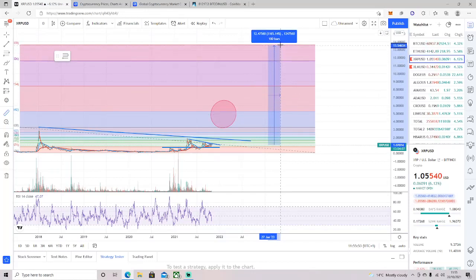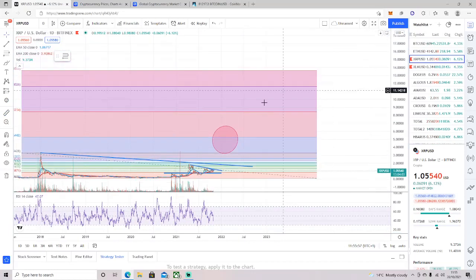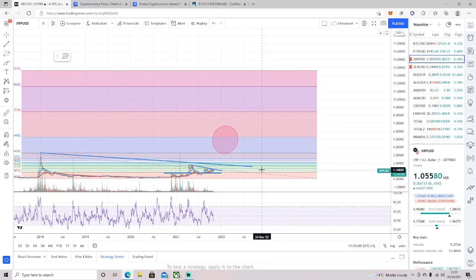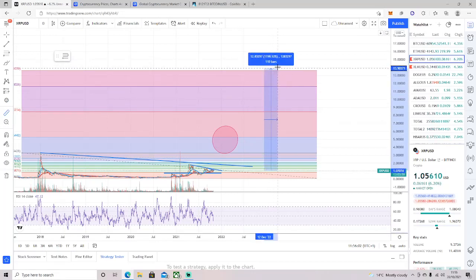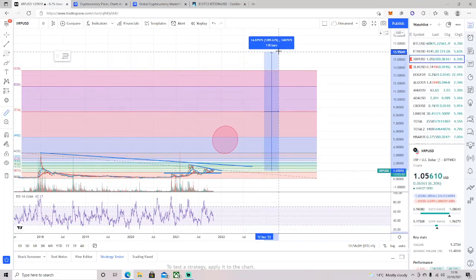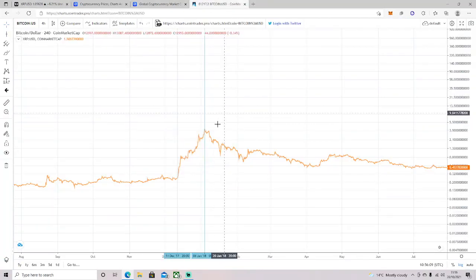A 1,400% move takes us, where are we? Come on, $15-ish from exactly where we are now. So $16 from where we are now. So there's another argument as to why I think we can get up to those numbers. Not mad, just predicted numbers.